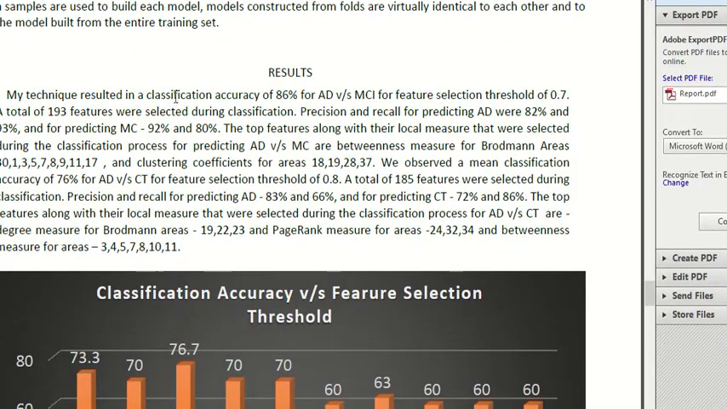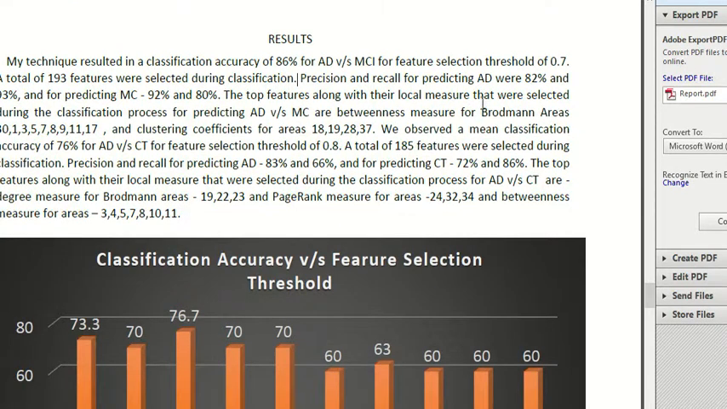These were the results that I obtained. I obtained a classification accuracy of 86% for AD versus MC with a feature selection threshold of 0.7. So a total of 193 features were selected during the classification, and the precision and recall for predicting AD were 82 and 93%, and for predicting MC were 92 and 80%. These were the Brodmann areas that were selected: Brodmann areas 31, 3, 5, 7, 9, 11 and 17, along with the centrality measures, between centrality and clustering coefficient.